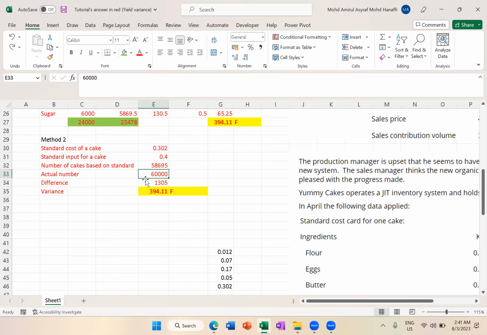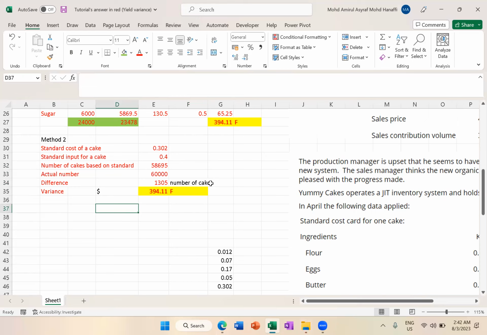Okay, but what's my point now? My point is the difference between what you expected and what actually happened. The difference, guys, 1,305, what is this? This is number of cakes. Can your answer in variance be in terms of number of cakes? 1,205 cakes, is that what we call variance? No, that's not what we call variance. Variance must be in dollars.